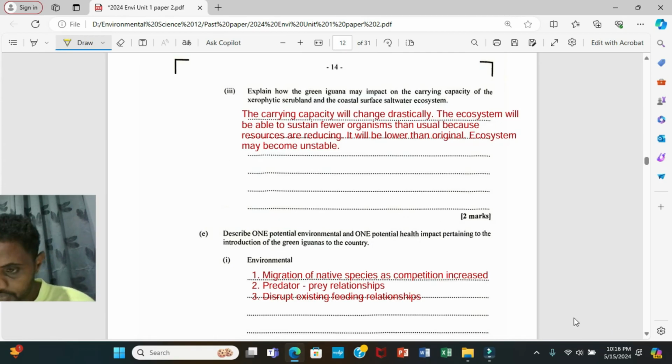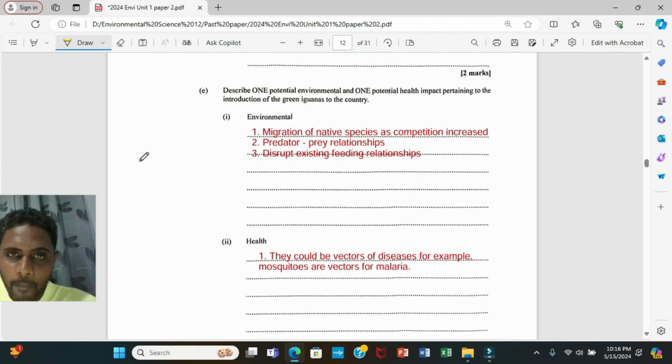All right. C, it says describe one potential environmental and one potential health impact pertaining to the introduction of the green iguana to the country. All right, so it's a new species that is introduced, right? So what will happen is one, the environment: the migration of native species as competition increases. So species that were here before in the environment, like the lizard, and say not the lizards, but say other organisms, say the iguana comes and starts feeding on another organism that is established. Those organisms, if they now become prey, will start moving up and down, running. All right. Two, predator-prey relationships. And that now will destroy the food chains that existed before and food webs. All right. Three, disrupt existing feeding relationships.